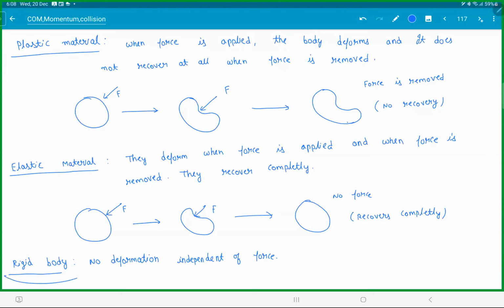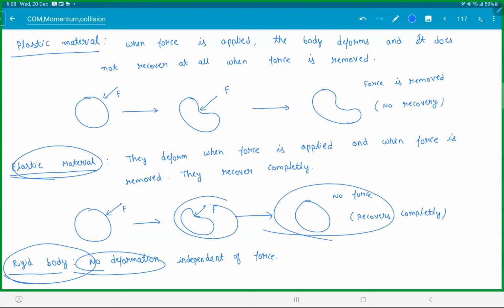So rigid body is the ideal case where there is no deformation at all. Elastic material is that case where it says, chalo, I will get deformed, but I will recover and get back to the normal state. Getting the difference?